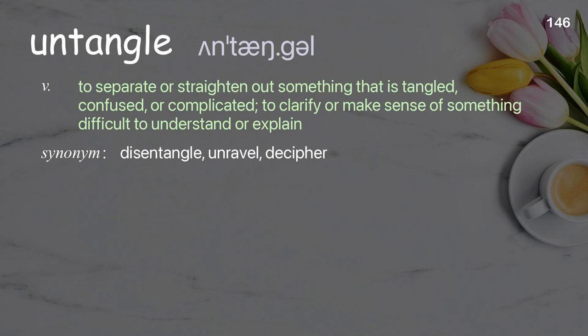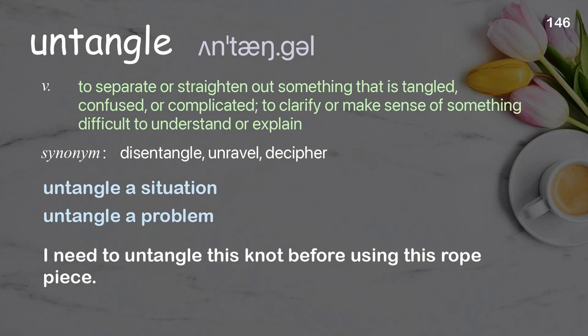Untangle. To separate or straighten out something that is tangled, confused, or complicated, to clarify or make sense of something difficult to understand or explain. Examples: untangle a situation. Untangle a problem. I need to untangle this knot before using this rope piece.